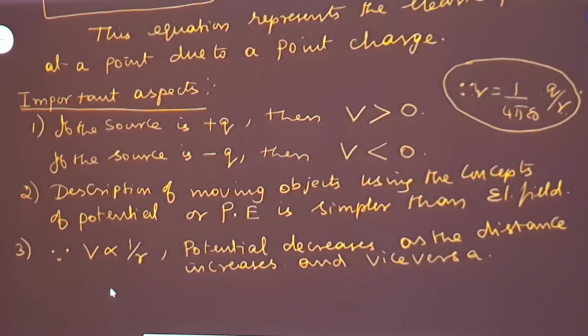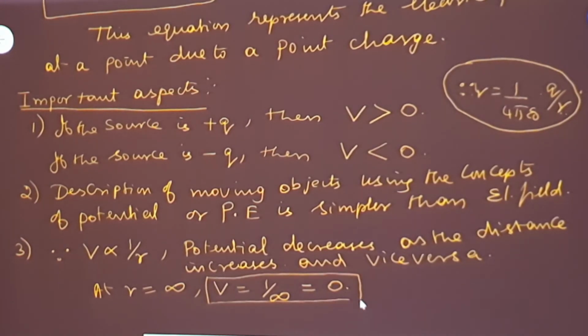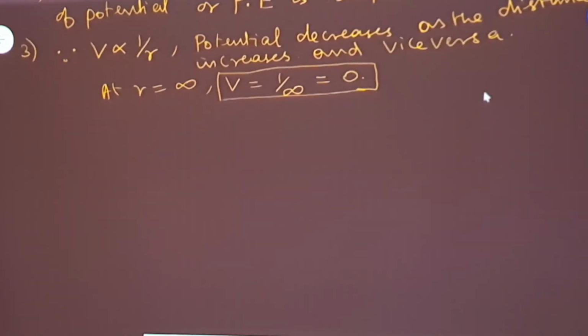If you are considering the distance as infinity, that is, at infinite distance, r is equal to infinity, then potential will be equal to 1 by infinity, which will tend to become 0. So at infinite position, the potential is considered to be 0. This we are considering as the third important point.